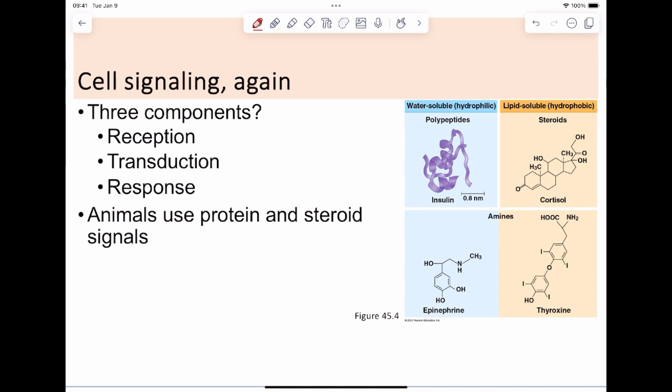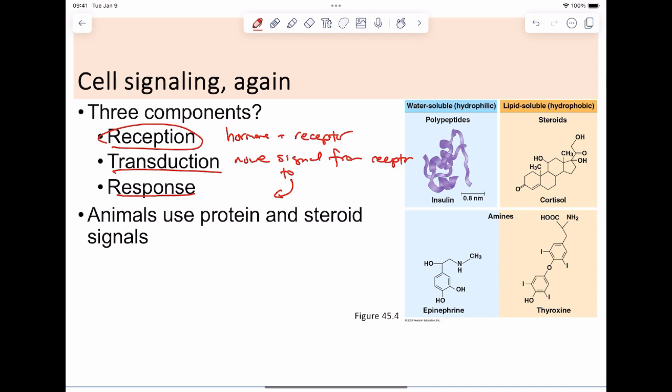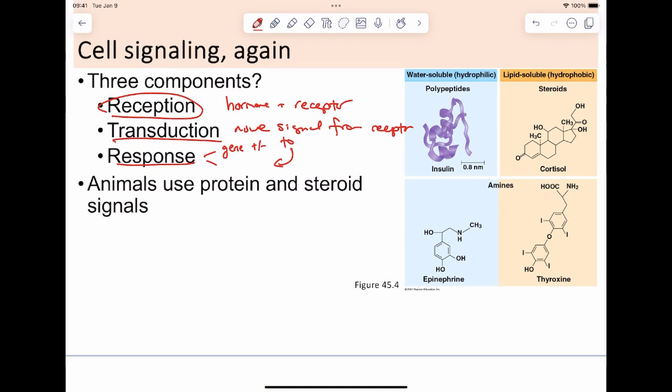Cell signaling as a refresher, because I know that this is one of those things that doesn't stick in anyone's head. Step number one, the signal has to bind to some type of receiver. So we have to have reception. This is always going to be the hormone plus the receptor. We're going to have some type of transduction, where we're moving the signal from the receptor to whatever the response is. The response is always going to show up in one of two ways. We are either going to turn genes on and off, or we're going to make things start to move inside the cell.